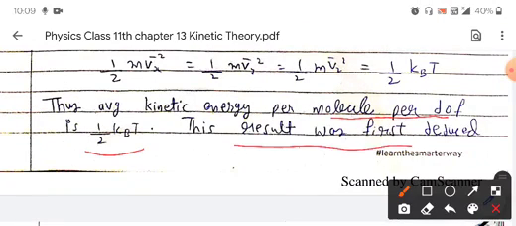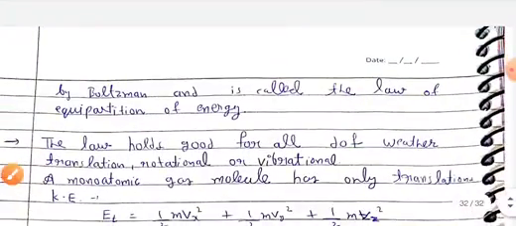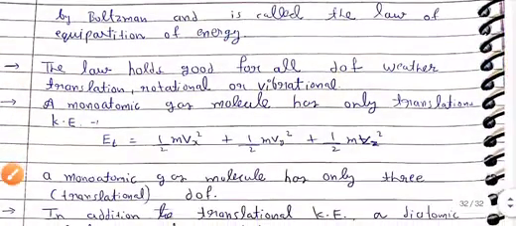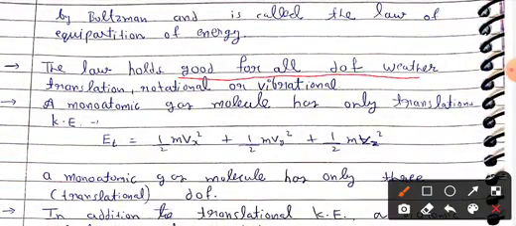This result was first deduced by Boltzmann and it is called the law of equipartition of energy. Now the law holds good for all degrees of freedom, whether it is translational, rotational or vibrational. For all degrees of freedom this law holds good. That means this law is valid.